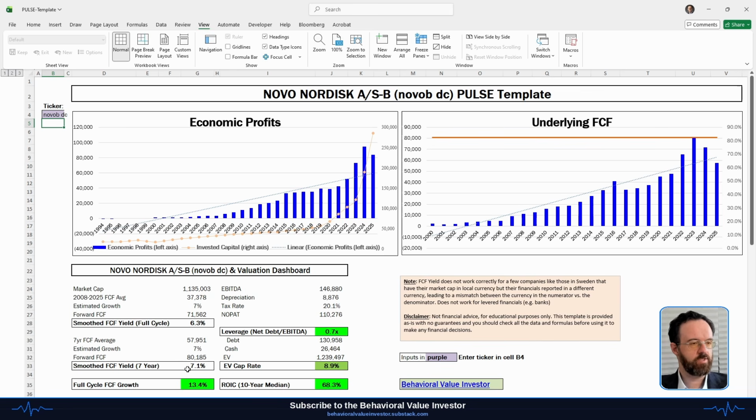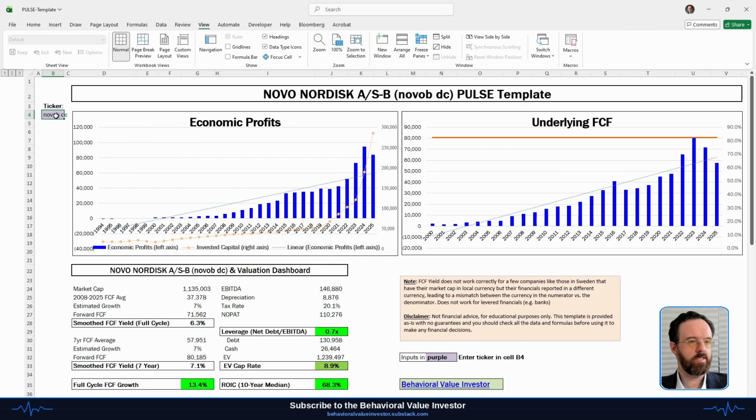Now, interestingly enough here, you have much more attractive free cash flow metrics. The smooth free cash flow yield on a 7-year basis is about 7%, which is a pretty good number for a company that historically has grown free cash flow in the double digits. And on an EV cap rate basis, you have an EV cap rate of almost 9%. So Novo Nordisk falls into good company and interesting price. Again, we're not trying to figure out if it's a buy. Just remember, we're trying to figure out if you want to do a lot more work. So based on this, you would say, yeah, this is something I would want to do more work on.